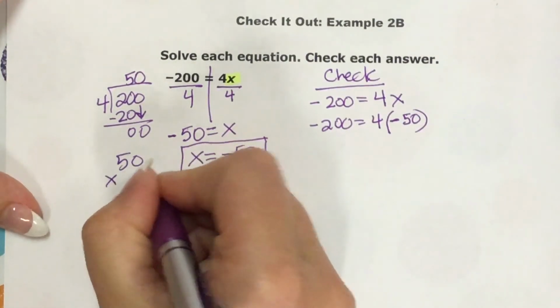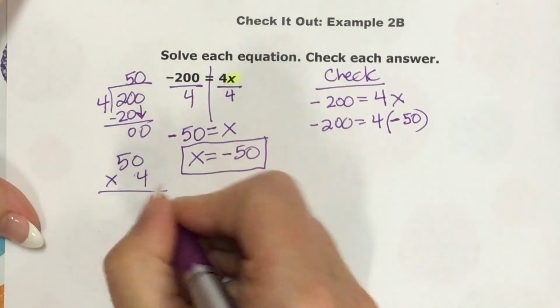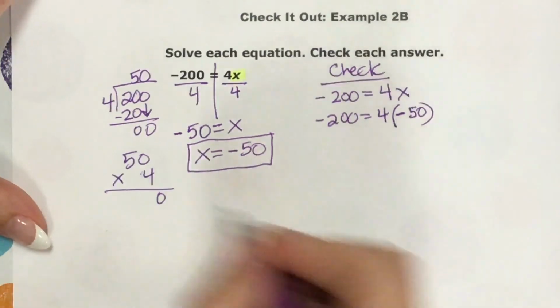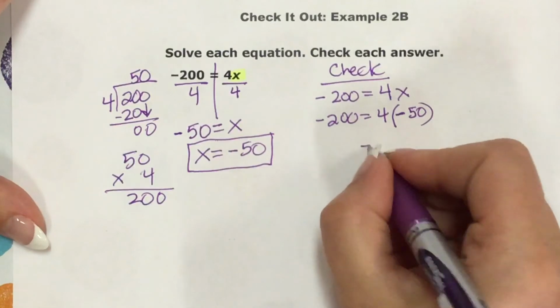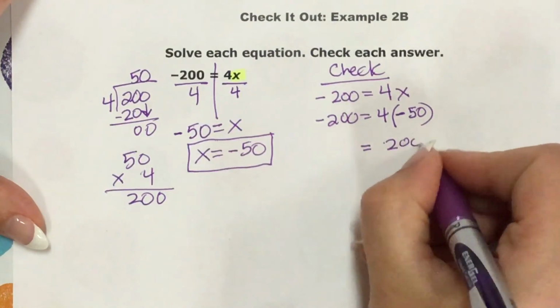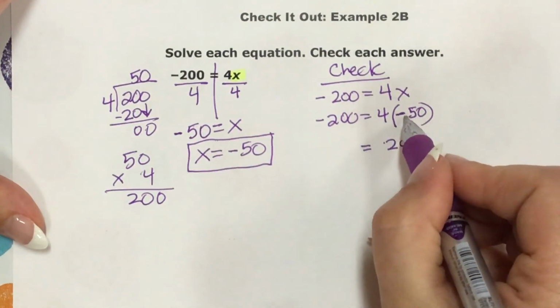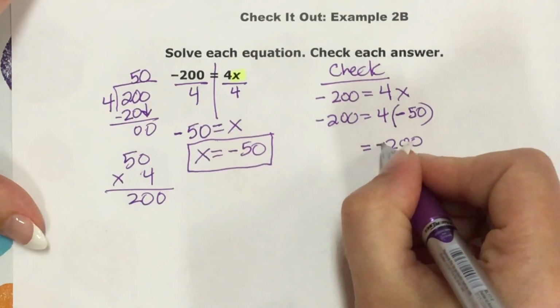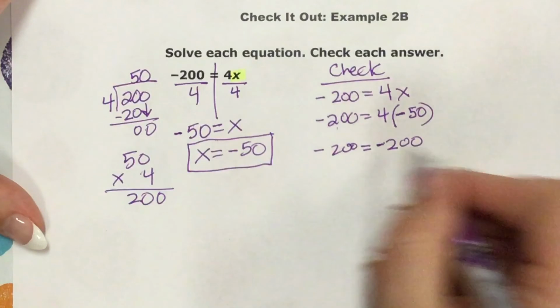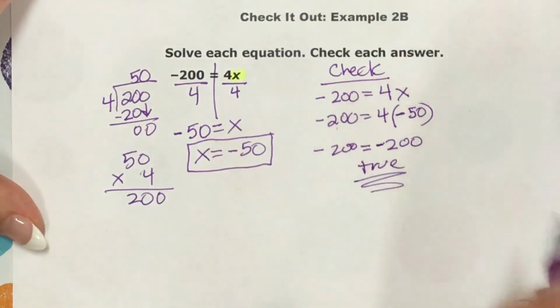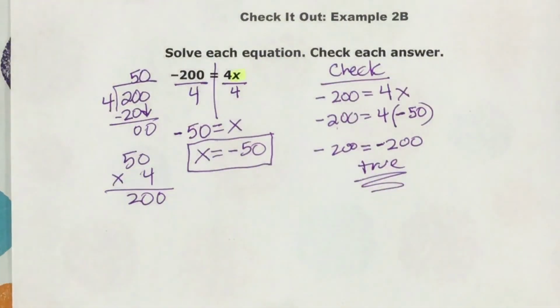50 times 4. 4 times 0 is 0. 4 times 5 is 20. So our answer is equal to 200. And it's a positive times a negative, which is a negative. So we have, and we drop this down, negative 200. So they equal the same. It's a true statement. So if you got that right, awesome job.